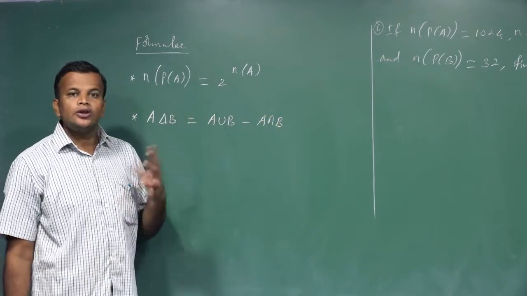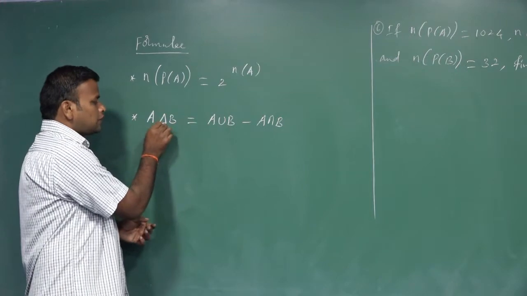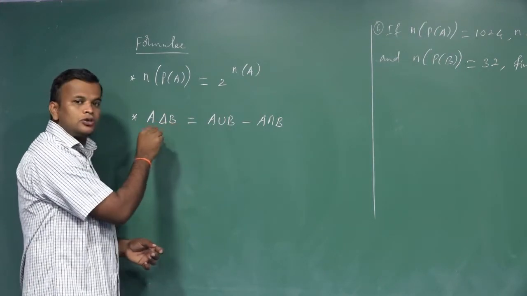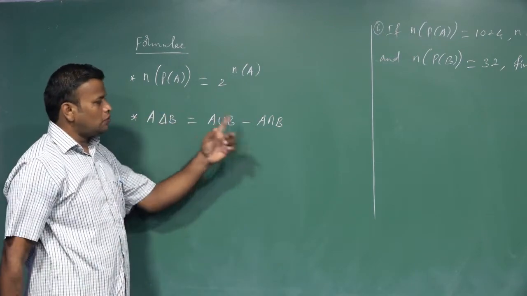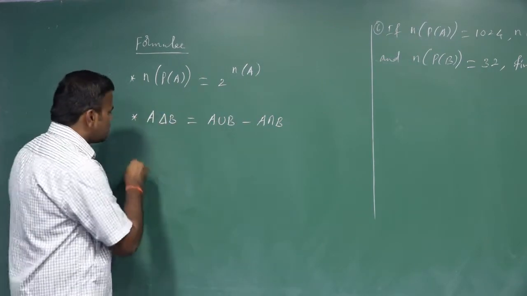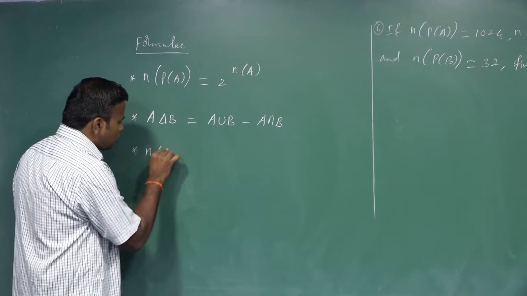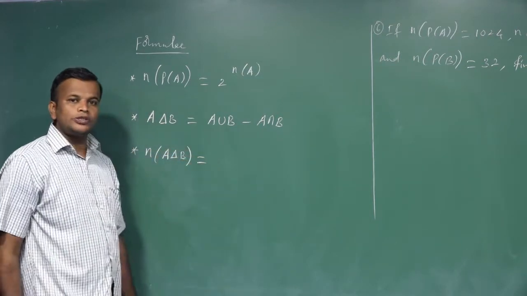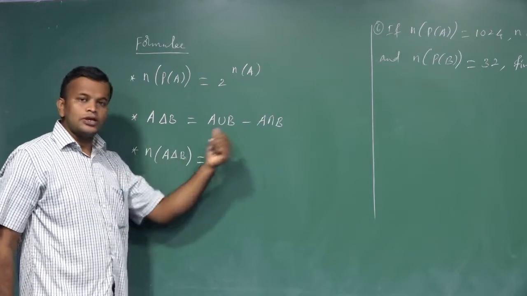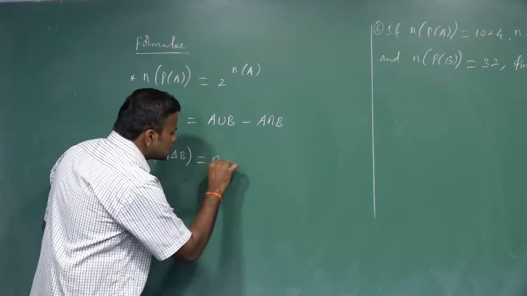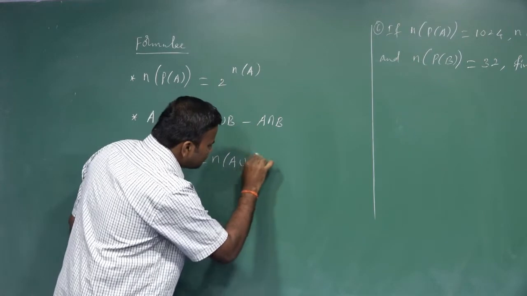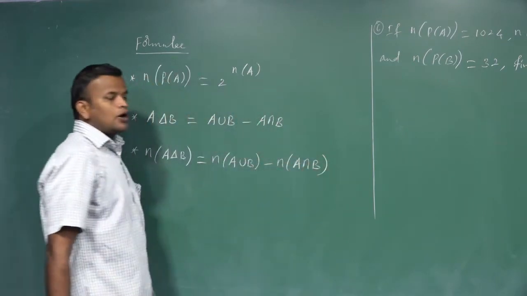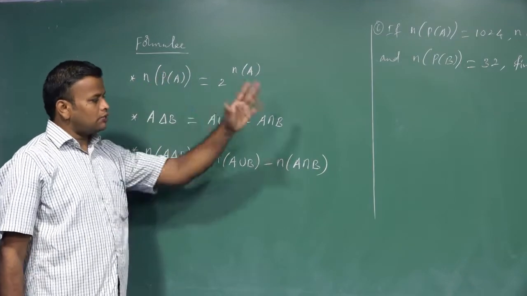We introduce a new formula. The symmetric difference of these two sets A and B, A delta B, or A del B, is A union B minus A intersection B. Suppose we need the number of elements n of A del B. So what is the formula? The formula is n of A del B equals n of A union B minus n of A intersection B. Now we use this formula in the remaining problems.